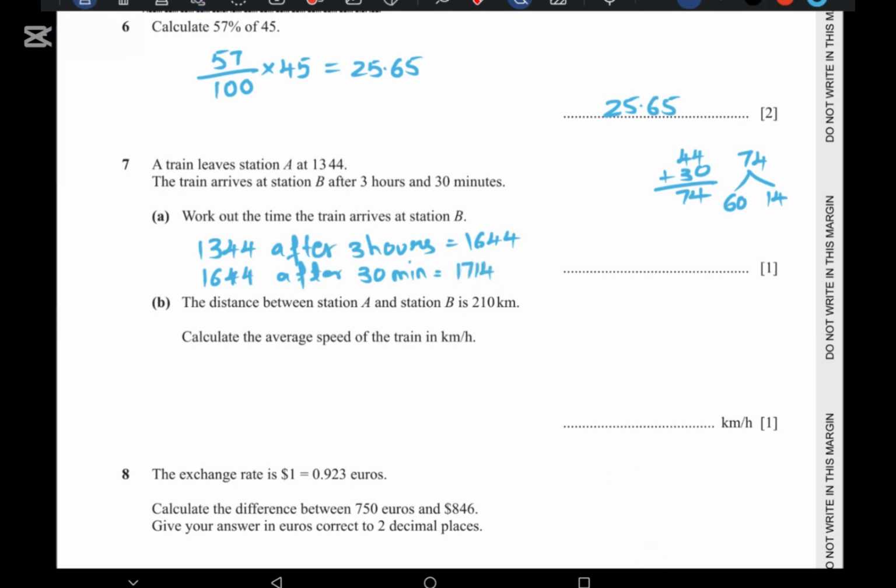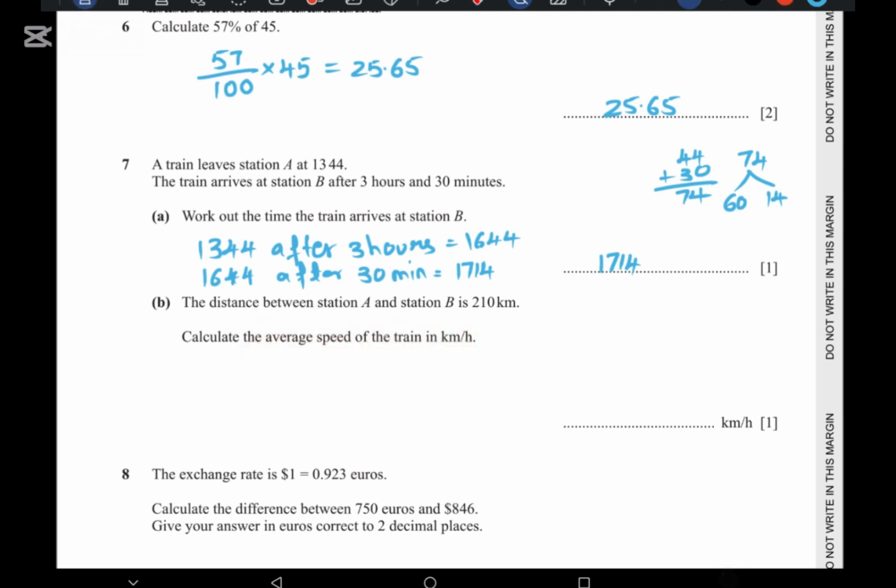The train arrives at station B at 17:14. This is the answer. Question number B. The distance between station A and station B is 210 kilometers. The distance between the stations is given. It is 210 kilometers. Then they have asked here, calculate the average speed of the train in kilometers per hour. So they have asked for the speed.